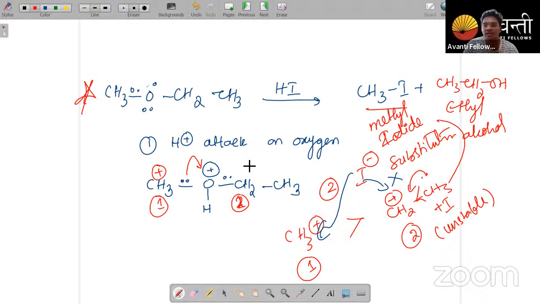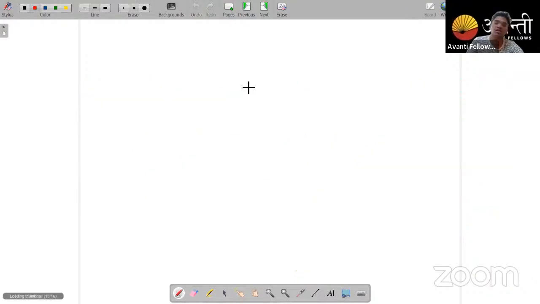Correct. Right. So this is methyl iodide and the next one is ethyl alcohol. Right. So next we can see from this one. How much time is left here? Yeah, 5 minutes left. So I will take, so try to answer this question. Then after answering this one, our chapter will be finished.